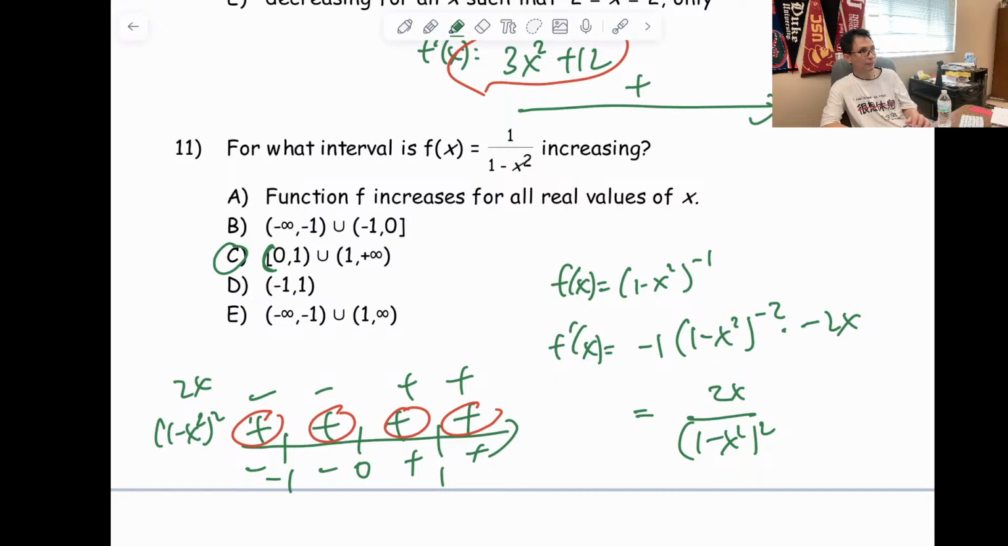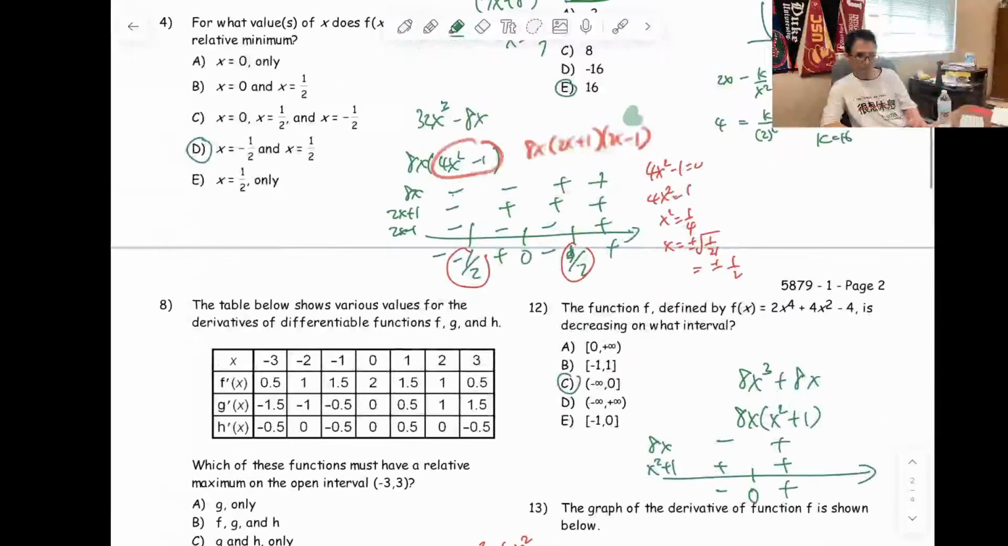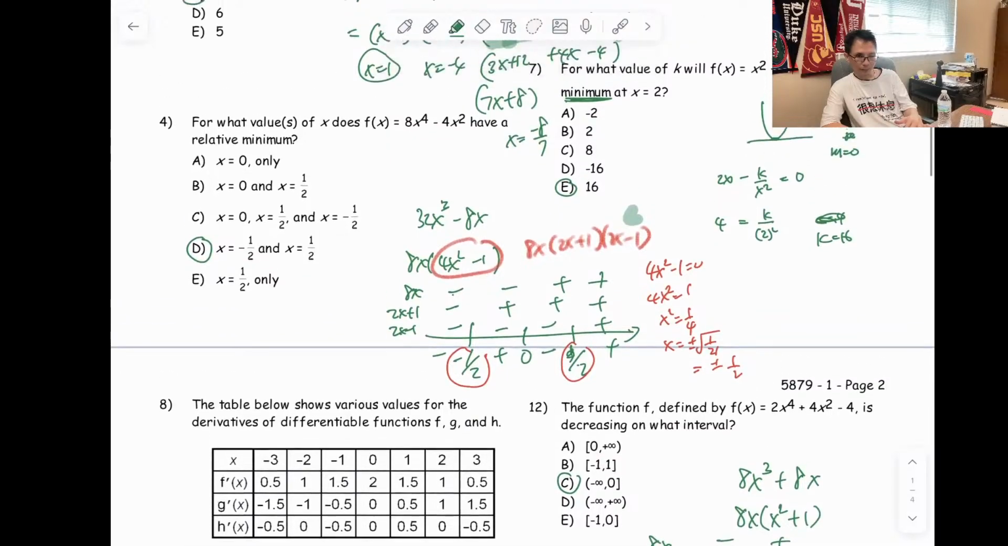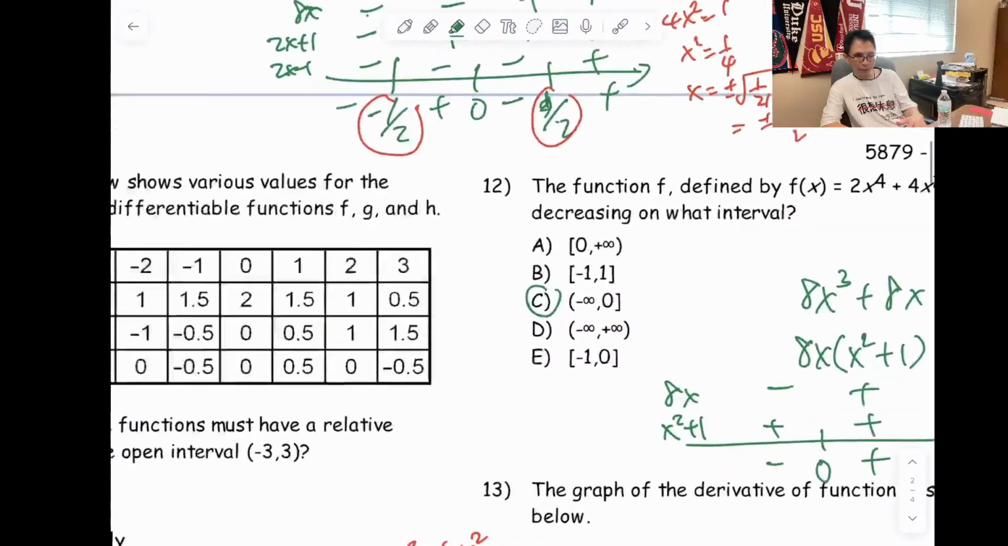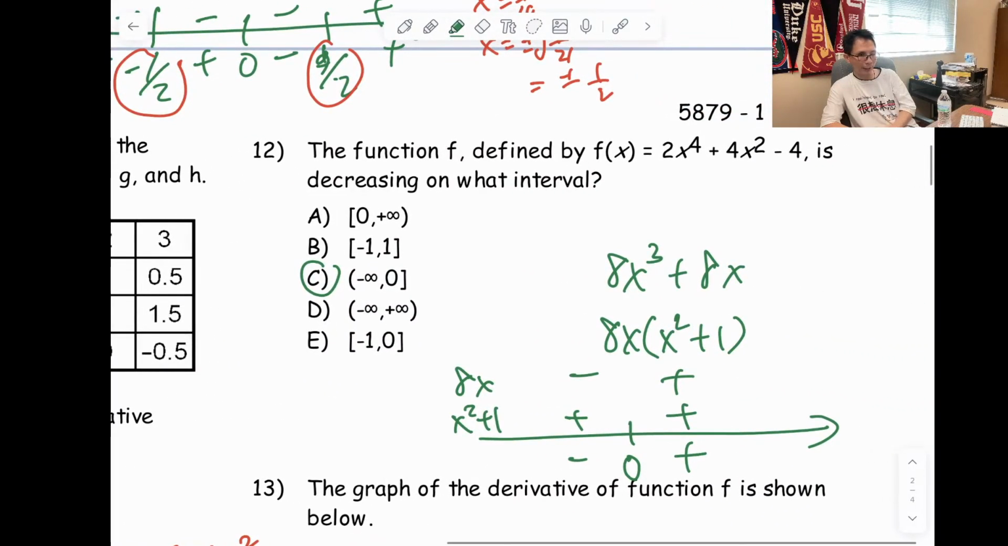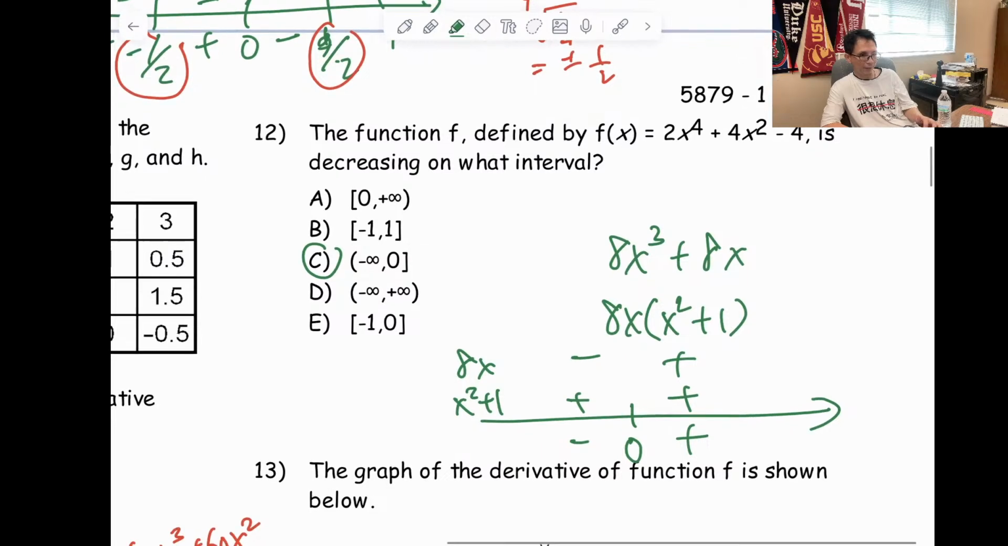Is that okay? Now the derivative of this one, again, you're going to see that pattern, x squared plus 1. X squared plus 1 never becomes negative. So the only thing that decides is 2x. You're going to do a critical number at 0, before 0 and after 0. You got that.